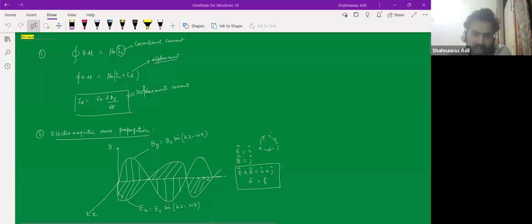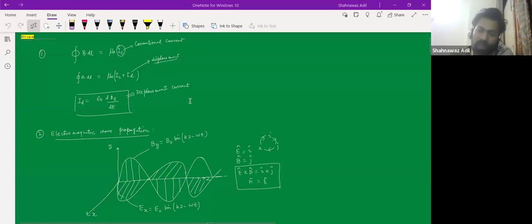So he said that as we change the magnetic field or magnetic flux, we get a current. Similarly, if we change the electric field, then also we get an electric current, and that is called the displacement current, right? So this thing you have learned.